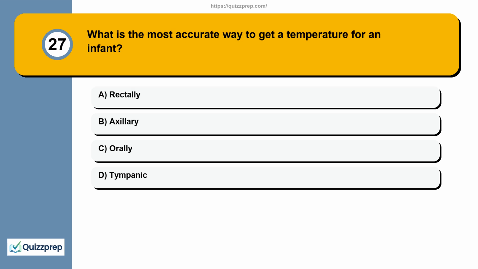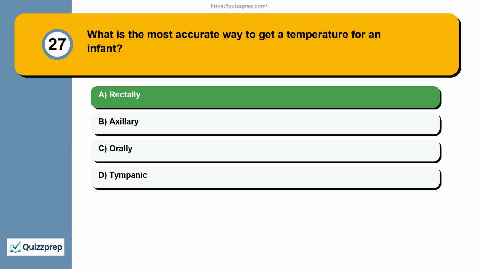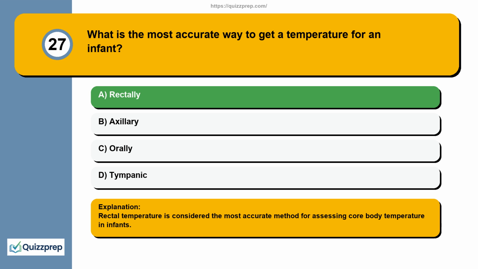Question 27. What is the most accurate way to get a temperature for an infant? Rectally, axillary, orally, tympanic. Rectal temperature is considered the most accurate method for assessing core body temperature in infants.